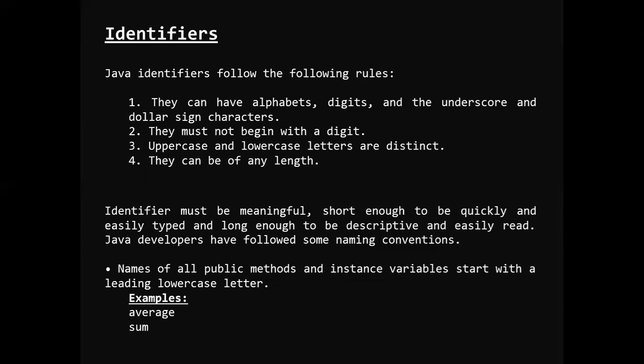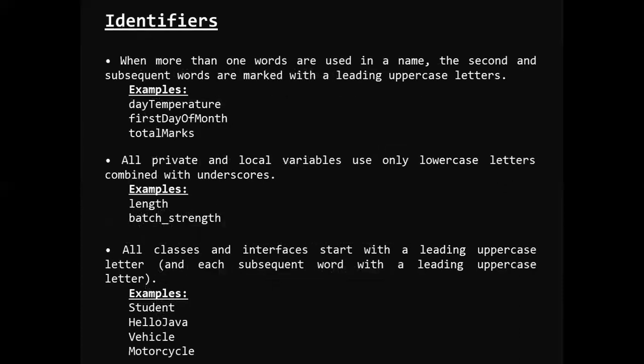Identifier must be meaningful, short enough to be quickly and easily typed and long enough to be descriptive and easily read. Java developers have followed some naming conventions. Names of all public methods and instance variables start with a leading lowercase letter. Examples: average, sum. When more than one word is used in a name, the second and subsequent words are marked with the leading uppercase letters. Examples: dayTemperature, firstDayOfMonth, totalMarks.